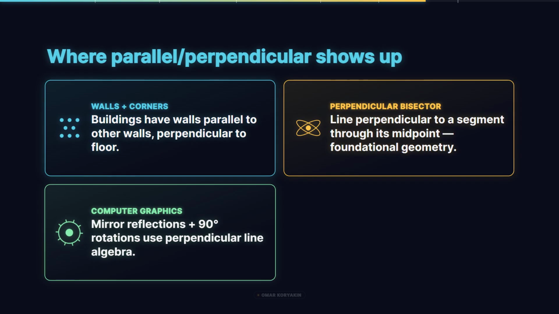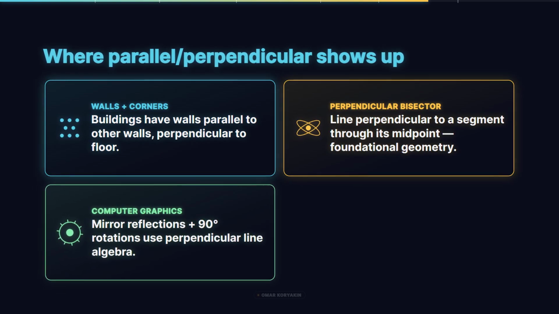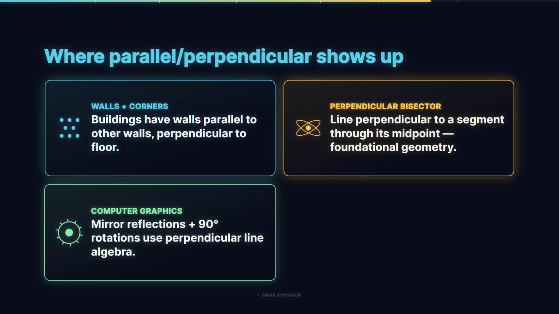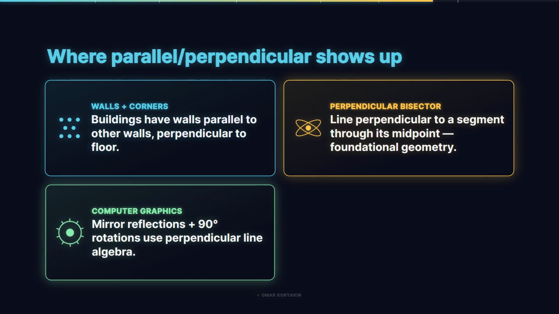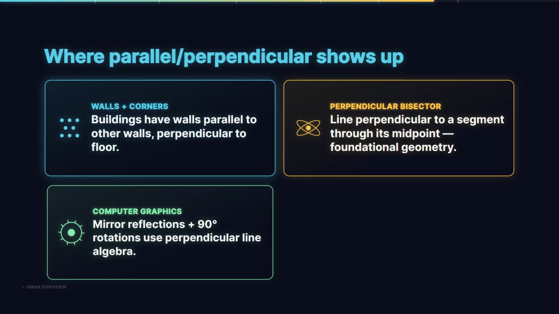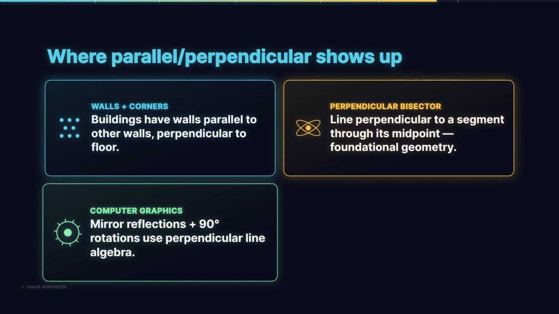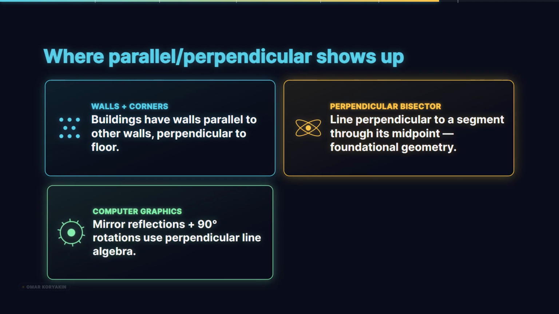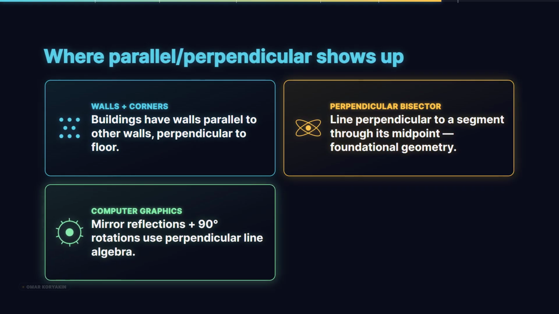In computer graphics and image processing, mirror reflections and 90-degree rotations of objects rely on perpendicular line algebra. Reflecting a point across a line uses the perpendicular dropped from the point to the line, then continued an equal distance on the other side. Rotating an object by 90 degrees swaps and negates coordinates in a way that corresponds exactly to the perpendicular slope relationship. Game engines, image editors, and 3D modeling software all use perpendicular line math constantly.